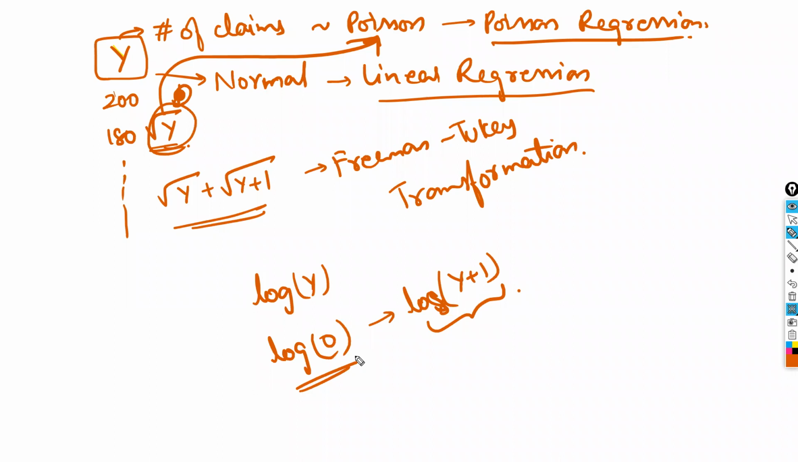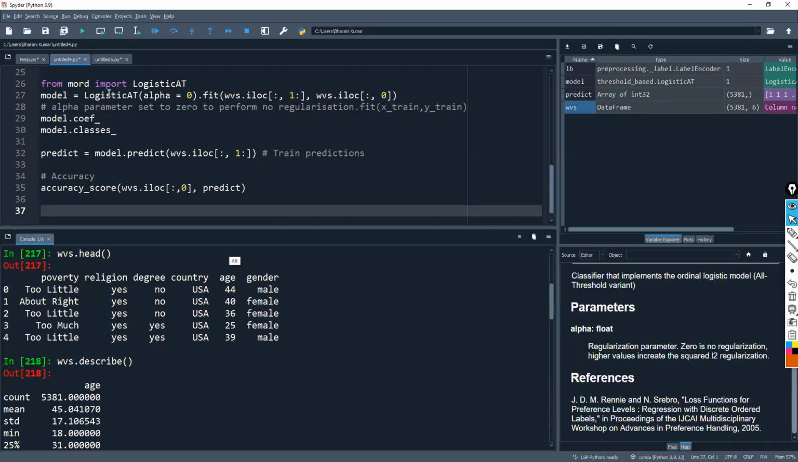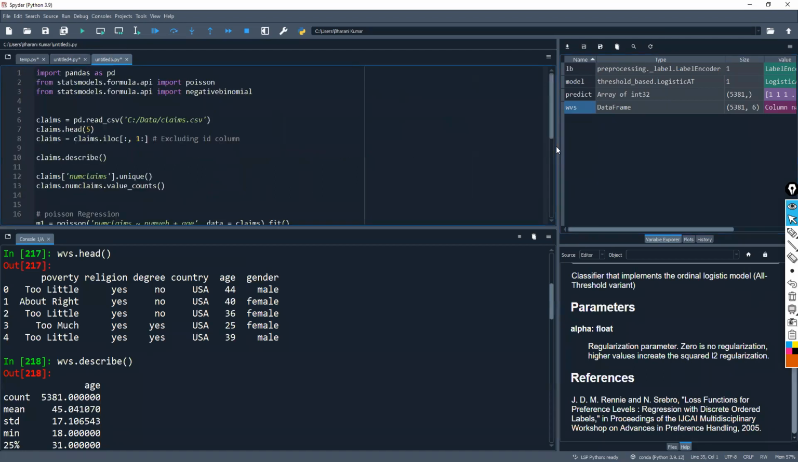So is there anything else that I want to talk about here? I think that's it. These should do. And then I'll talk about zero inflated models, which will probably take very little time. So let's go ahead with Poisson regression and negative binomial regression.